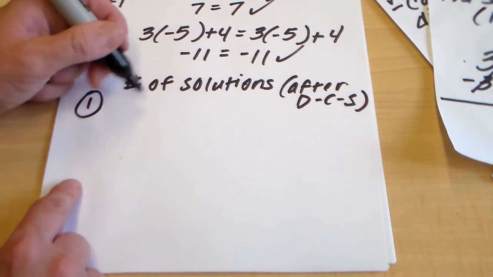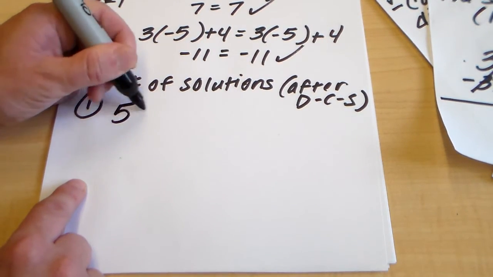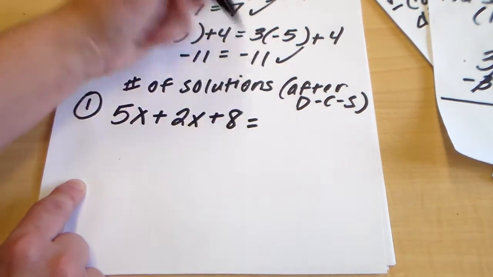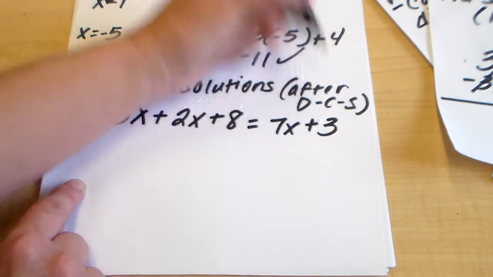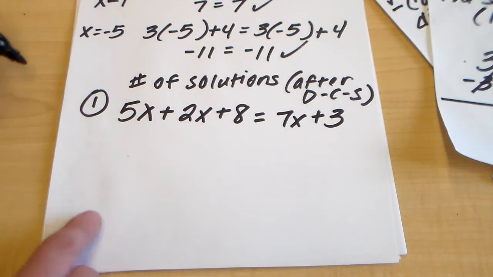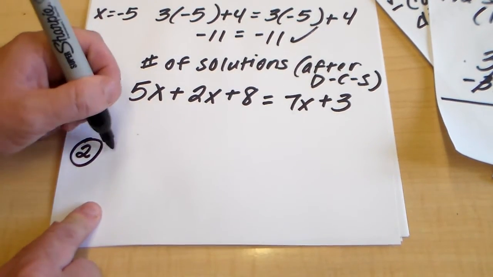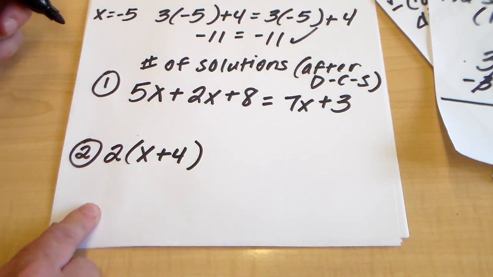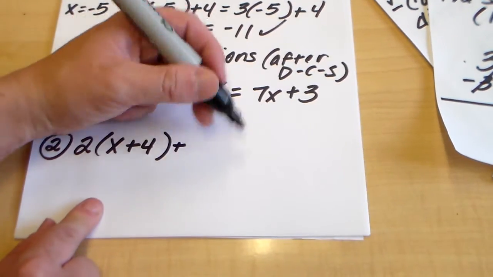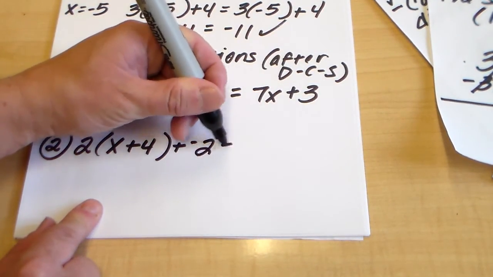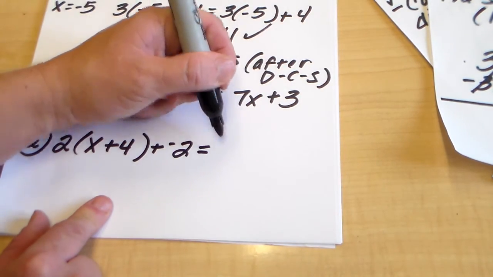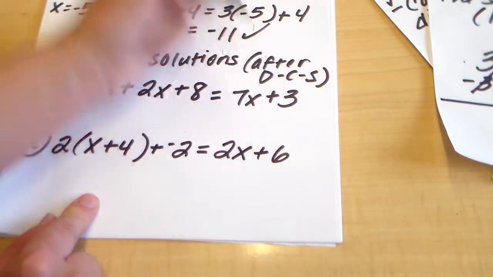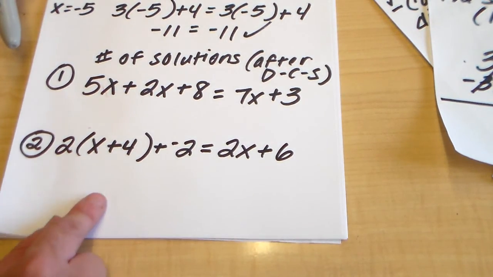Okay, number 1, let's say that I have 5x plus 2x plus 8 equals 7x plus 3. How many solutions to that problem? 2, let's go ahead and try 2x plus 4 plus a negative 2 equals 2x, what do I have here? Plus 6. Okay? Come in tomorrow ready to talk about those.